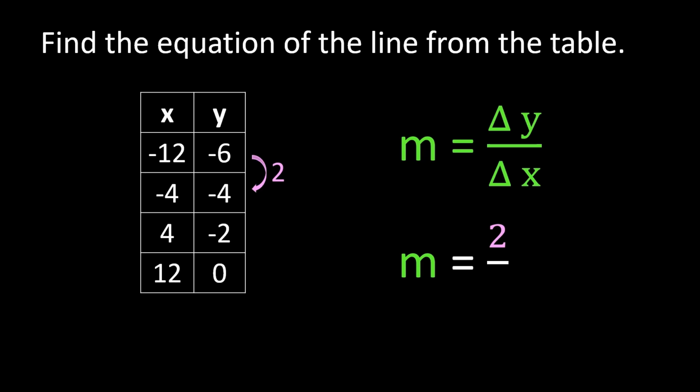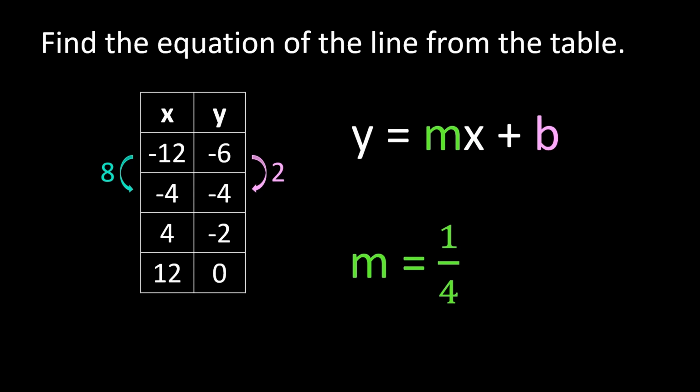And I can calculate my change in x. I'm going to use the same 2 points, and I'm going to go in the same direction. So -12 to -4 is a change of +8. So +8 will go on the bottom. And because I am calculating slope, if I can simplify here, I need to. Well, right now I have 2 over 8. 2 and 8 share a common factor of 2, so I can simplify. 2 divided by 2 is 1, and 8 divided by 2 is 4. So my slope is equal to 1/4.